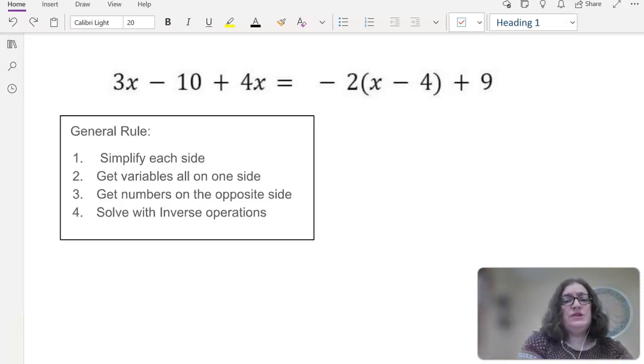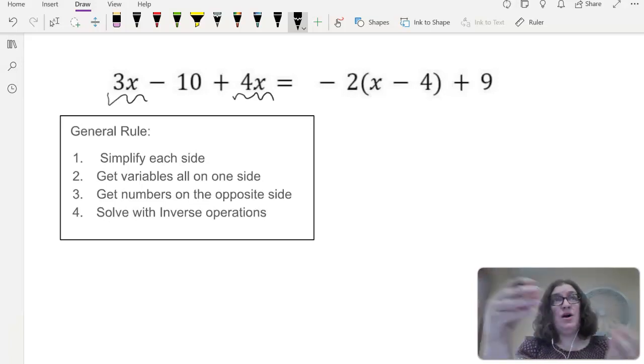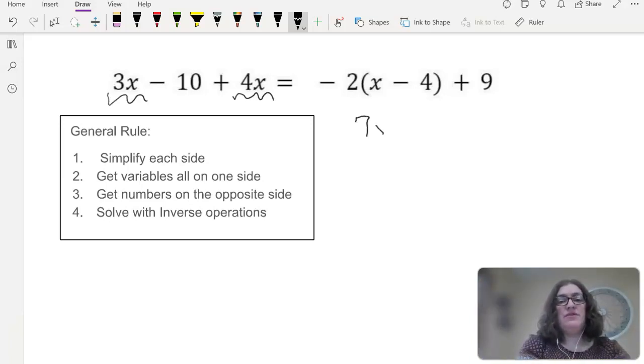When I look at this first one, I notice on the left side, I have some like terms of 3x and 4x. And so I'm going to combine those together, 3x plus 4x. Remember, the sign always goes with what is immediately after it. And so 3x plus 4x becomes 7x. I still have that minus 10 with nothing to combine with, so I'm just going to leave that on the left side. So I have now simplified the left side of the equation.